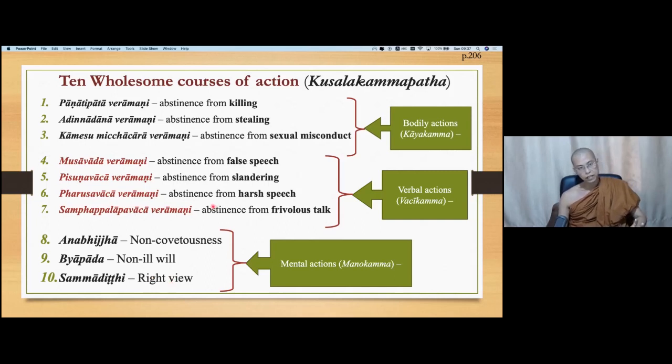Okay, so we understand that the 10 courses of action are divided into 3 doors of action. Here the former 3 are bodily action. Abstaining from the 3 wrong ways of action done by the body is called wholesome Kāya Kamma. That can be understood as the mental factor of right action. In chapter 2, when we talk about the mental factors, we will learn this. Right action includes these 3 actions: if you abstain from killing, stealing, and sexual misconduct, it is called right action.